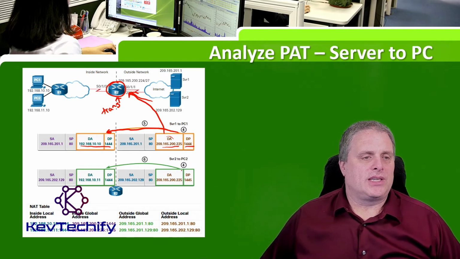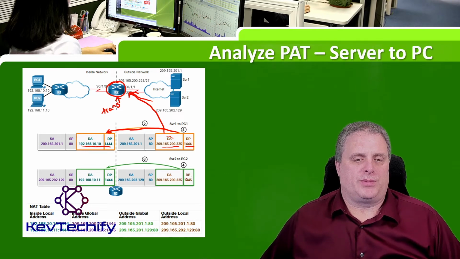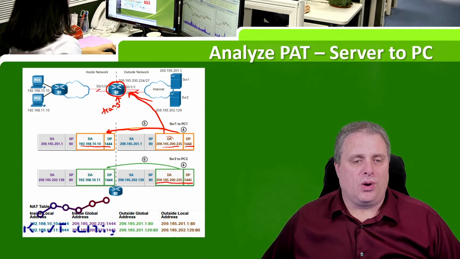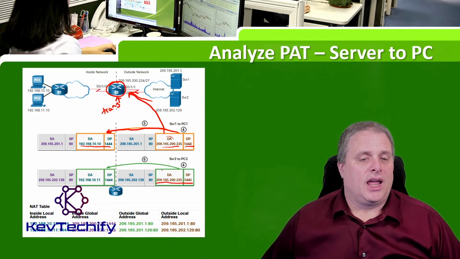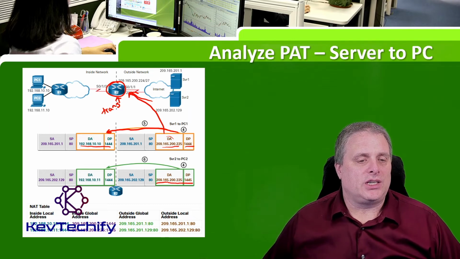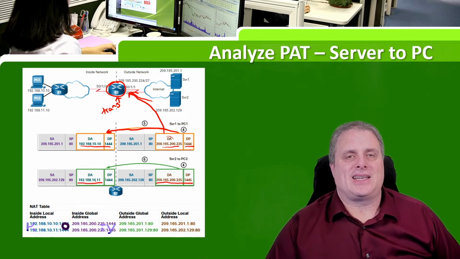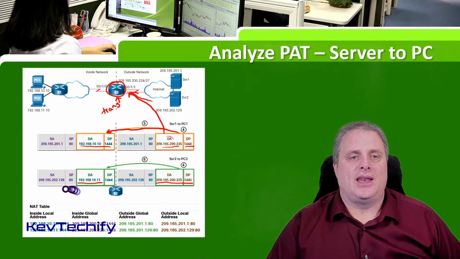Same thing happens when PC2 is waiting for a response. Here's the destination address and destination port. We come to our R2, which is doing the translation, and we change that destination address from a 209 public IP address to an IP address we can use on our local area network, a 192.168.10.11 network.